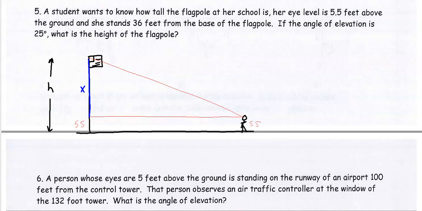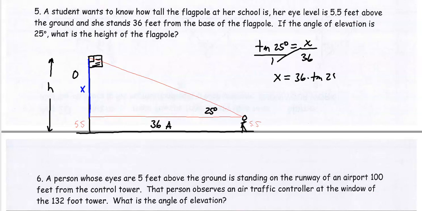She's 36 feet away, and the angle of elevation is 25 degrees. So to get X, X is going to be the opposite. 36 is going to be the adjacent. So that's tangent. Tangent of 25 degrees is opposite over adjacent. Slap a 1 under there. So 36 tan 25, 36 times tan 25. So X is 16.78. So we'll call that 16.8.